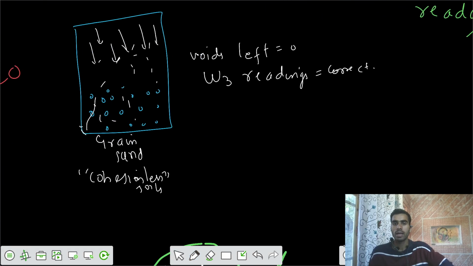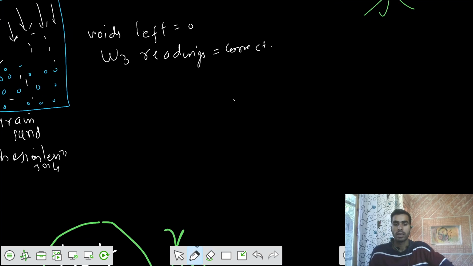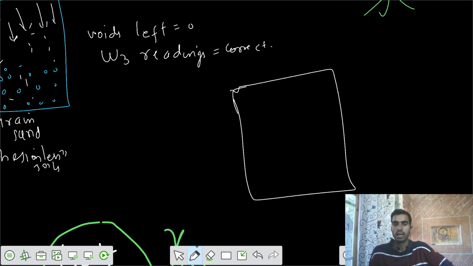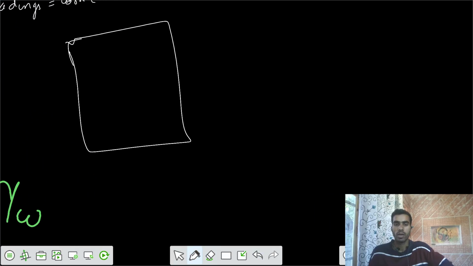Now let's think that you were having clay, which we call cohesive soils. Let's say that we had clay, or we can say cohesive soils.